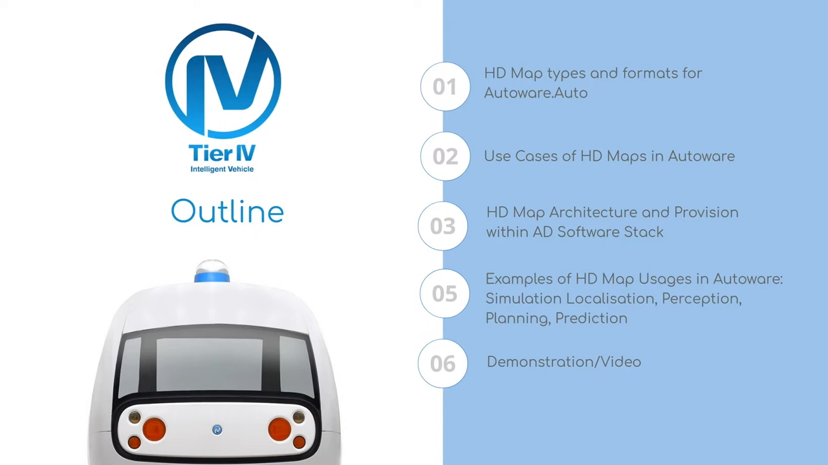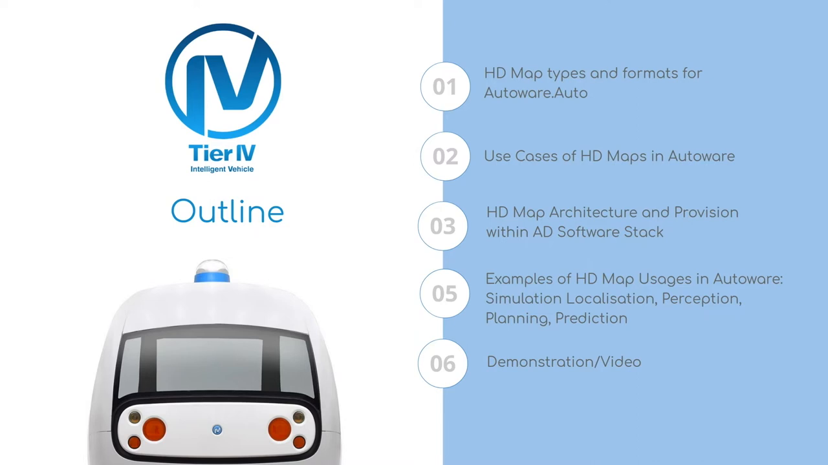Next, I will give brief examples of HD map usage in Autoware in the areas of simulation, localization, perception, planning, and prediction. This is just to give concrete examples of how the information is used and is not meant to give in-depth details of the implementation. Those sort of details will be left to the relevant lectures in this series. Note that all the examples here are taken from Autoware.ai.